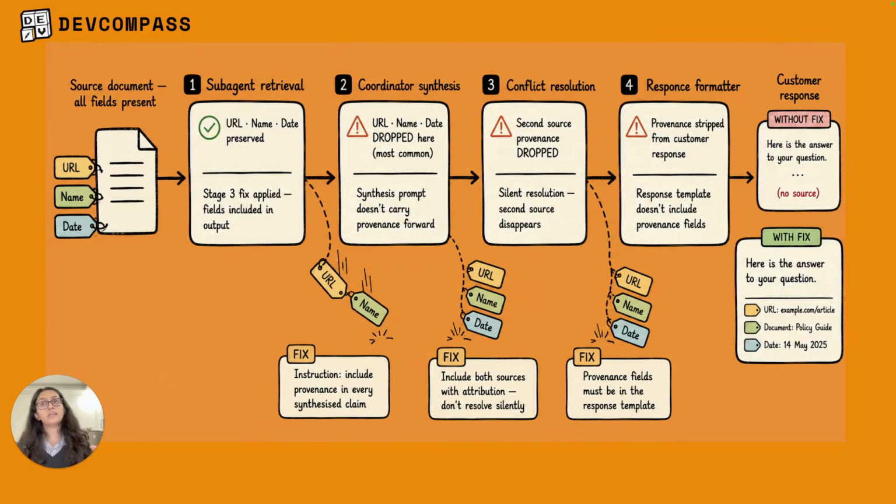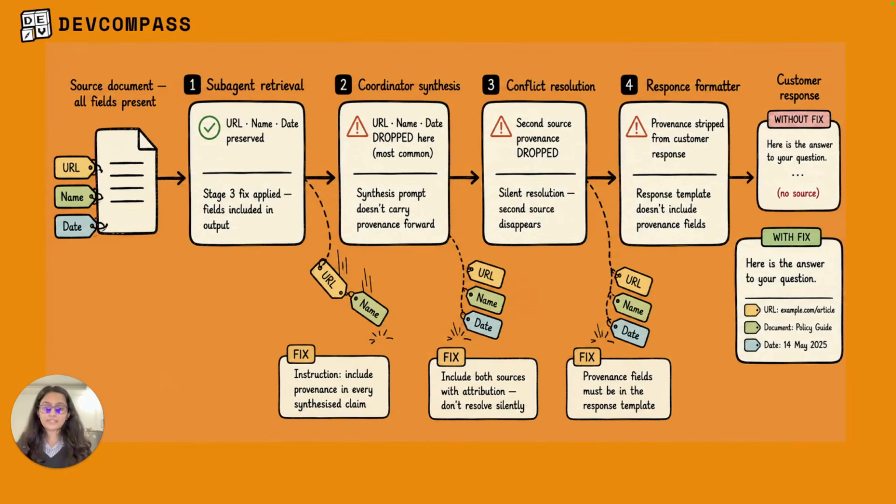The third stage is conflict resolution. 2 sub-agents found documents with conflicting information. The coordinator picks the most recent one. You remember the stage 3 silent conflict failure mode? Even if it picks correctly, it drops the other source's provenance. So the conflicting claim disappears. What is the fix? Include both sources with attribution rather than resolving silently, both URLs in the output.